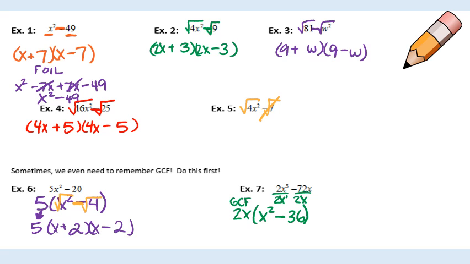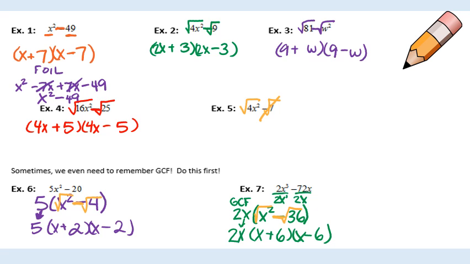Now I have difference of squares. X squared is a perfect square, 36 is a perfect square, and we have a minus sign. Let's set up our two parentheses. The square root of x squared is x. Square root of 36 is 6. Opposite signs. And don't forget to carry that GCF down all the way to your answer.